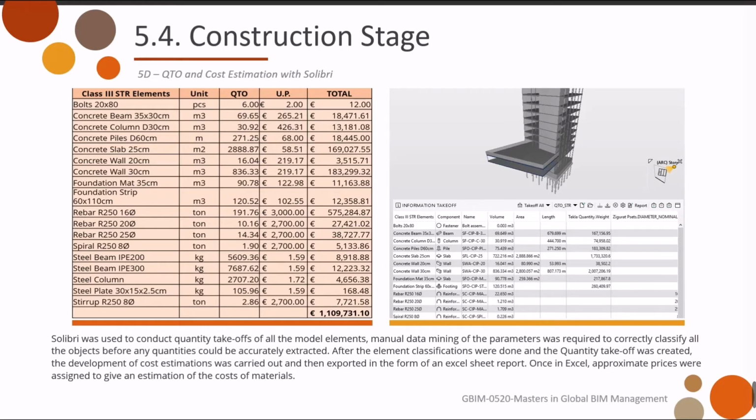Manual data mining of the parameters was required to correctly classify all the objects before any quantities could be accurately extracted. After the element classifications were done and the quantity takeoffs were obtained, they were exported in the form of Excel reports so that the development of cost estimations could be carried out. With these reports, approximate prices were assigned to give an estimation of the costs of materials.